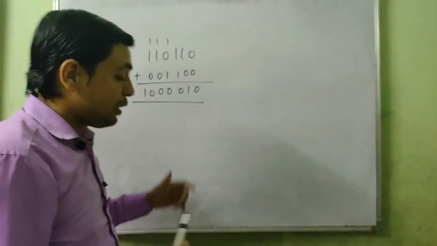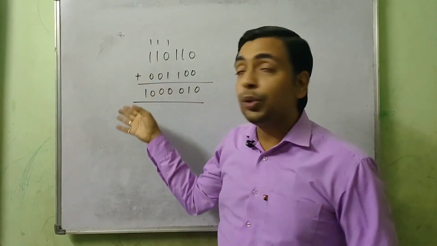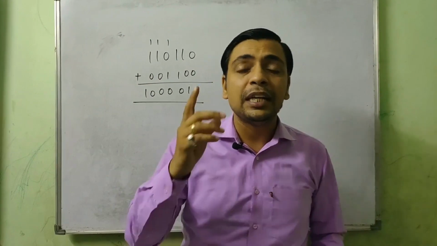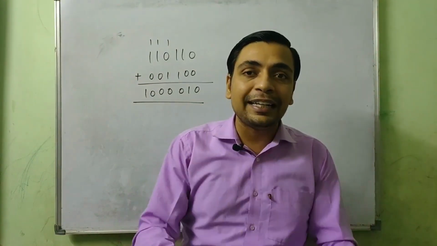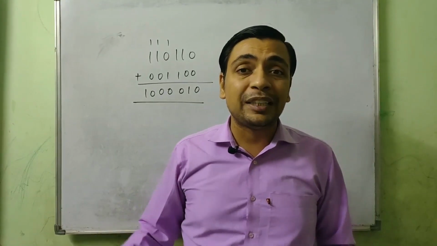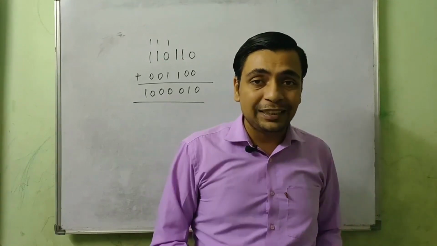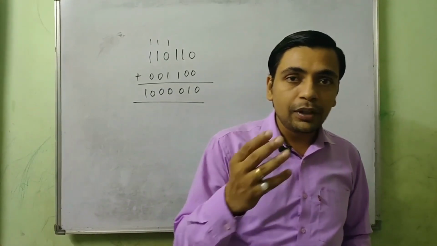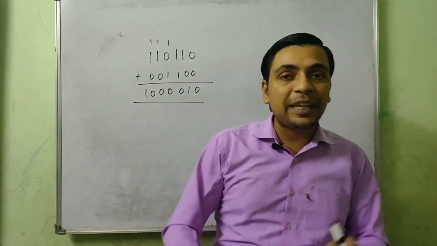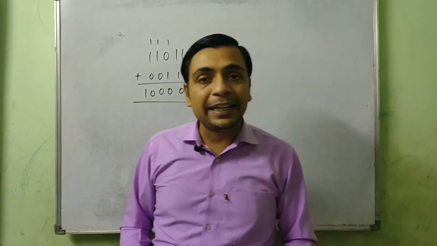Now we will not do binary addition with more than two numbers, but in case we have to, make sure you are clear about binary numbers. Like 2 plus 1 is 3, so in binary 10 plus 1 is 11. 3 plus 1 is 4, so in binary 11 plus 1 is 100. And 4 plus 1 is 5, so 100 plus 1 is 101. You have to be careful about these things if you are adding more than two numbers in binary addition.